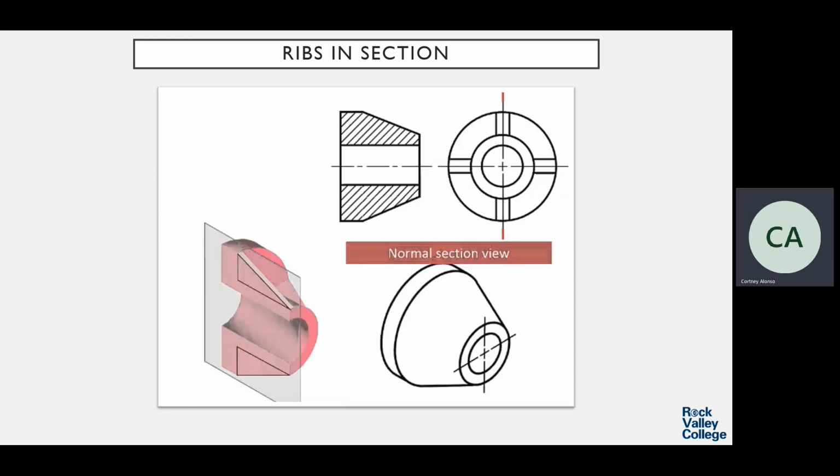So that's ribs in section. And here's another view of that. Like I was just talking about, if I cut right through here, it's not showing me that I have this empty space in the back because I can't show hidden lines. So a way to avoid that would be to add the ribs here to show that in my section.